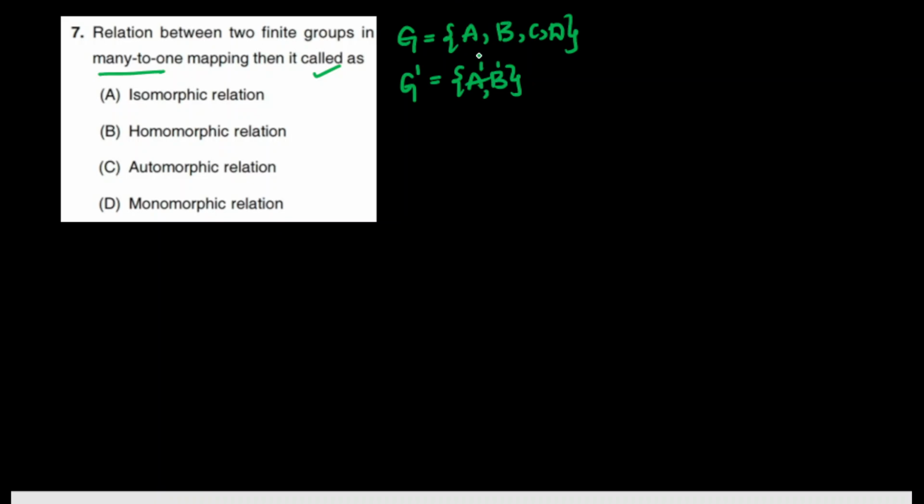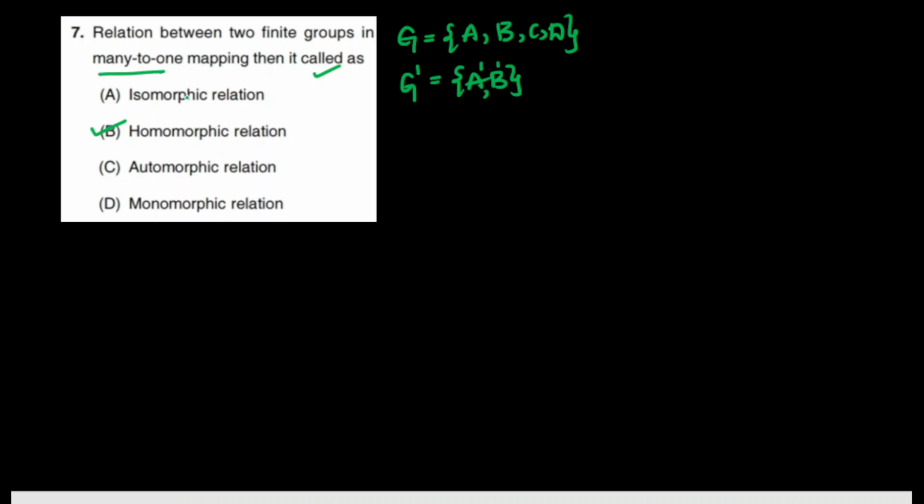So here many elements are mapping to one element of G prime, that is the definition. So this definition is the definition for homomorphic relation. So option B is the right option.